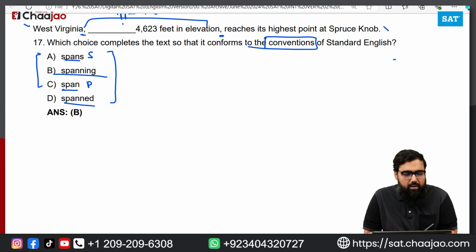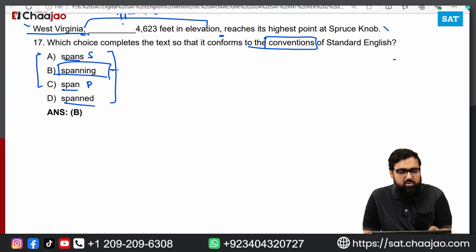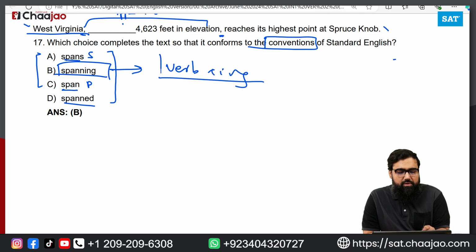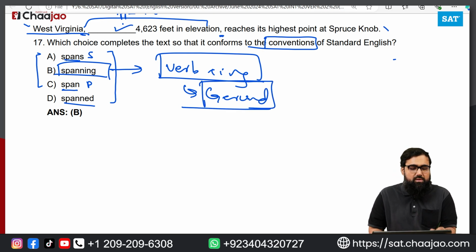So if you look at it, you don't technically need a verb over here, because the subject is only West Virginia, and if you bring in a verb over here right now, you won't have a subject for it, and that would be a problem, right? So you have to have something that is not a verb, and that is only in one option, and that is spanning. So spanning is what? When you have a verb and you have an ing after it, right? This becomes what? This becomes a gerund. So when you have a gerund over here, it won't be a verb. That will be the best answer for your question, and that is why we'll be taking B over here as our answer.